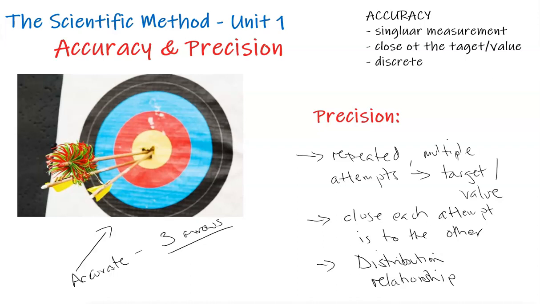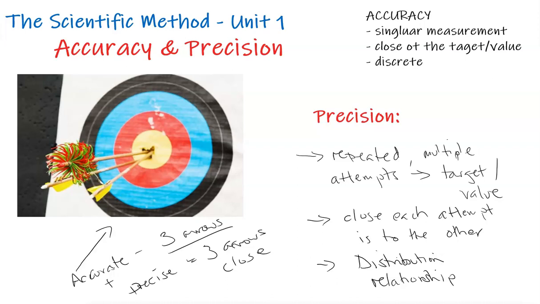Now these are also precise. And it shows precision because all 3 arrows are in the same area, the same location. They are all close to each other. So what you're seeing here is an accurate and precise aiming from this archery example.